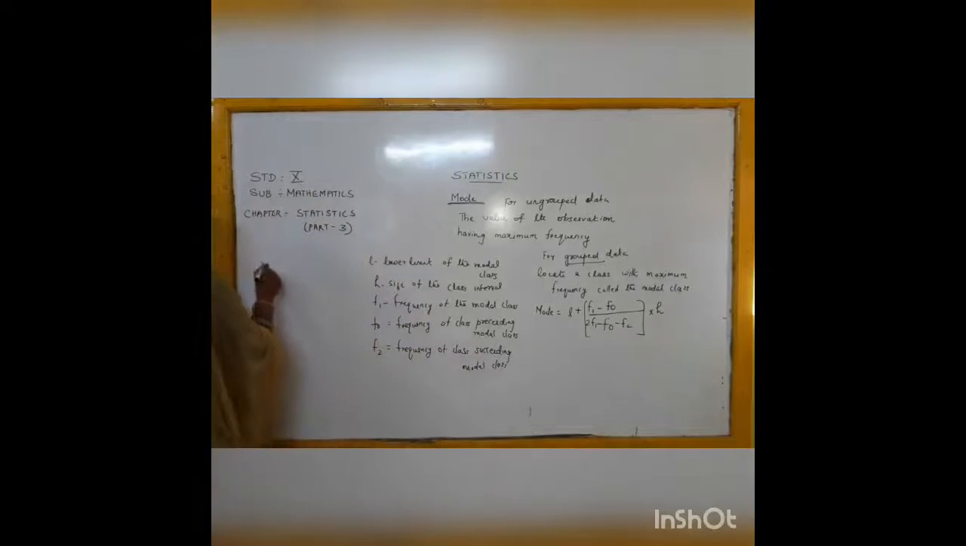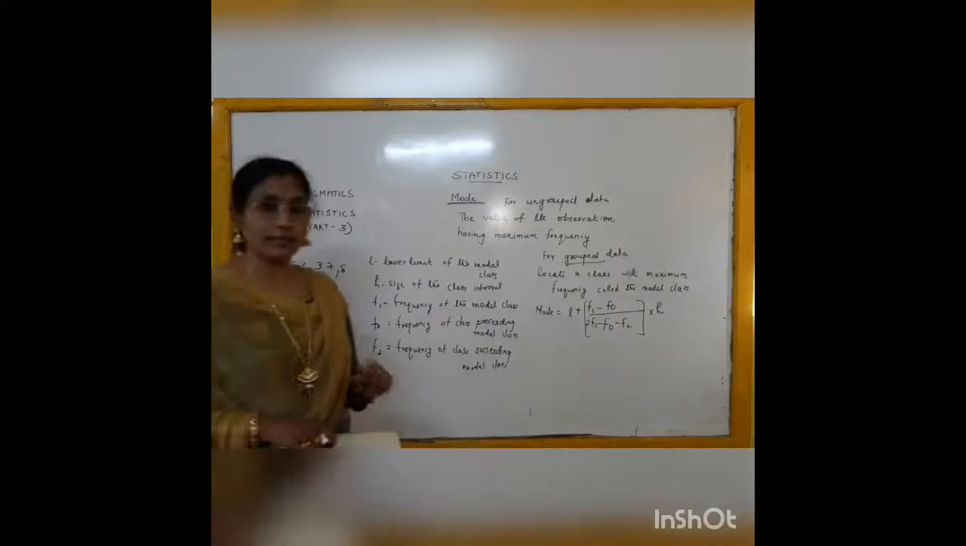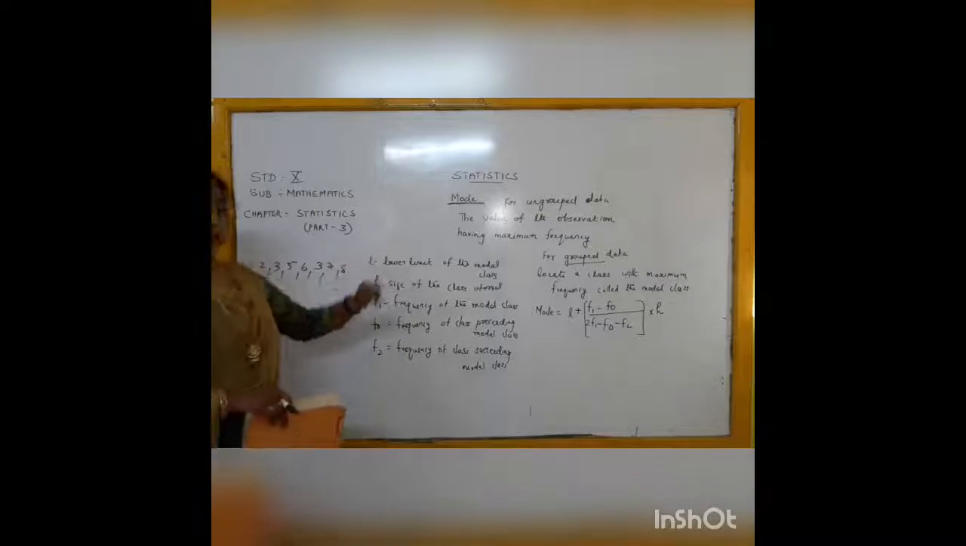Suppose, for example, one ungrouped data is given: 2, 3, 5, 6, 3, 7, 8. Here you can see that 3 is repeated 2 times and the other numbers occur only once. That means we can say the mode of this observation is 3. The observation with the maximum frequency is counted as the mode of the data. Now this is for the mode of ungrouped data.